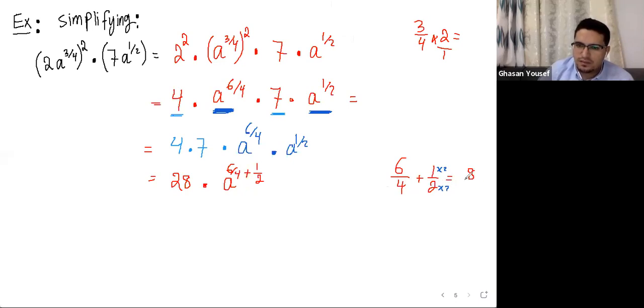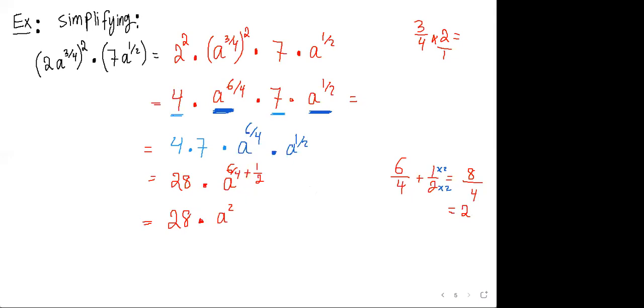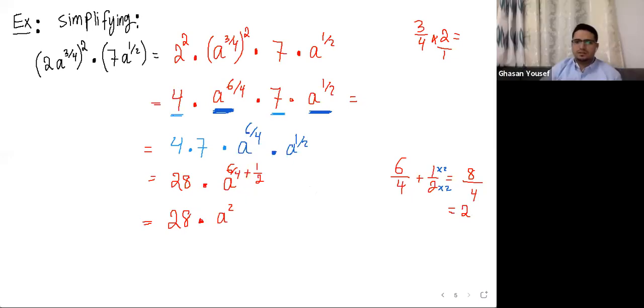So they give me 8 over 4, because the denominator is now the same. So 8 over 4, what does it give me? After canceling and simplifying, it gives me 2. Exactly. So actually this gives me 28 times a to the power 2, or a squared. Any questions?